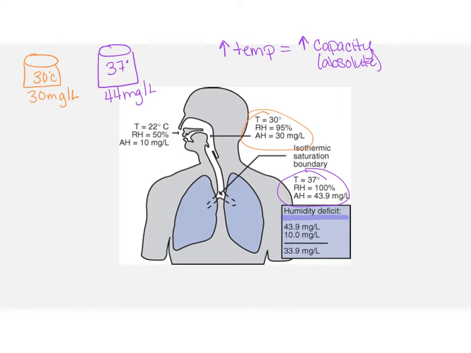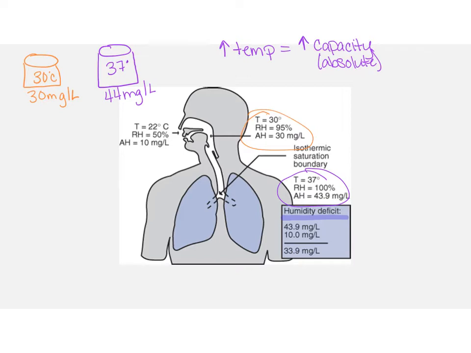The body is having to compensate for a bigger deficit. The starting temperature and humidity are lower than what they normally are, so the body has an even bigger deficit to compensate for. The body is going to need more time to get to the BTPS conditions. That is going to cause a shift in the ISB to be lower in the airway.